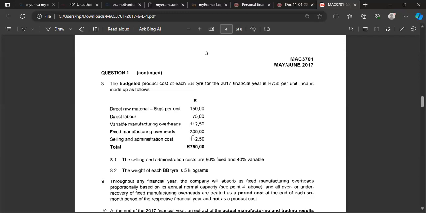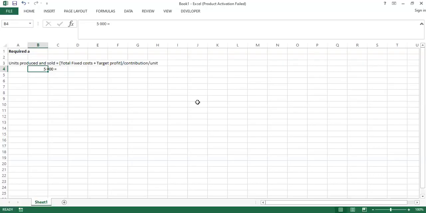So we are going to take 300. That's the fixed cost that we know so far. And then in terms of presentation, it would be nice to present it nicely, not like a mathematics student. Let's say total fixed cost.